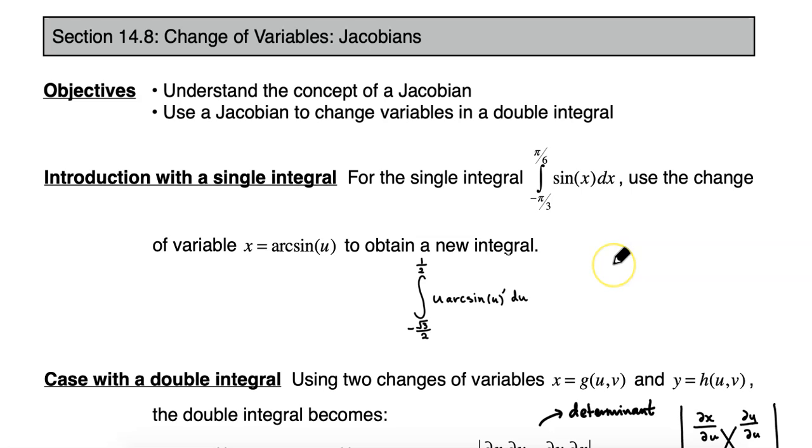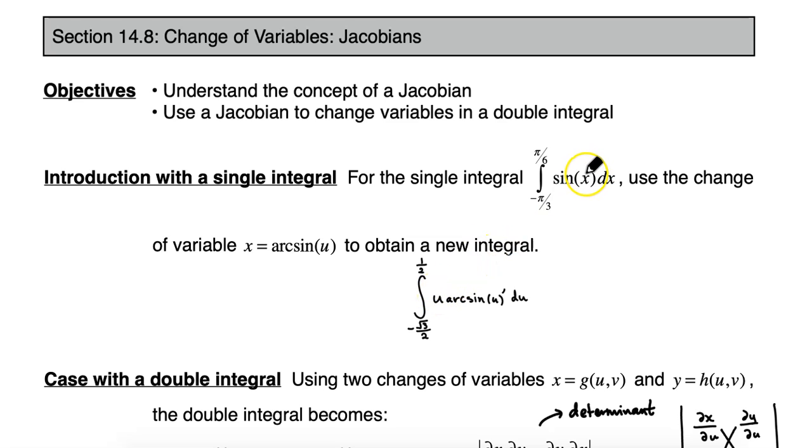First, I want to introduce the case with a single variable, where we may notice that Jacobians are not completely new. When we made u substitutions in single integrals, we also had to manage stuff in a way that is actually the Jacobian. If we want to integrate sine x dx, just for the sake of an example, we could make a change of variable and call x arcsine of u.